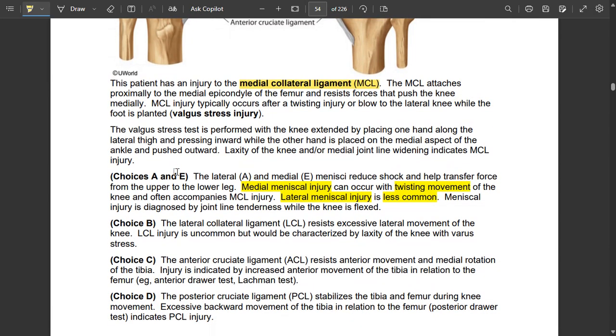The valgus stress test can be done with the knee extended by placing one hand along the lateral thigh and pressing inwards, while the other hand is placed on the medial aspect of the ankle and pushed outward. Laxity of the knee or medial joint line widening indicates MCL injury.